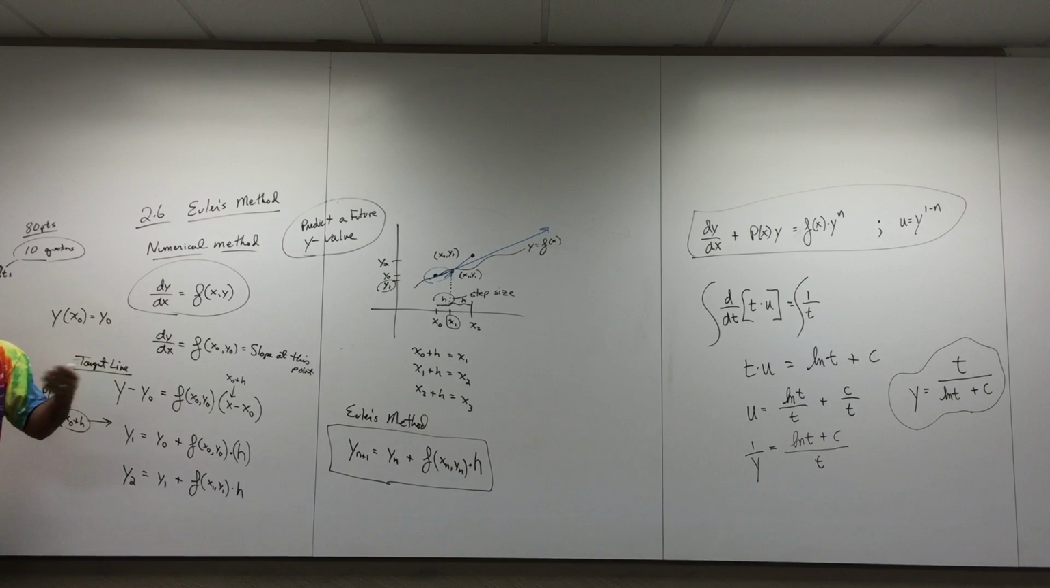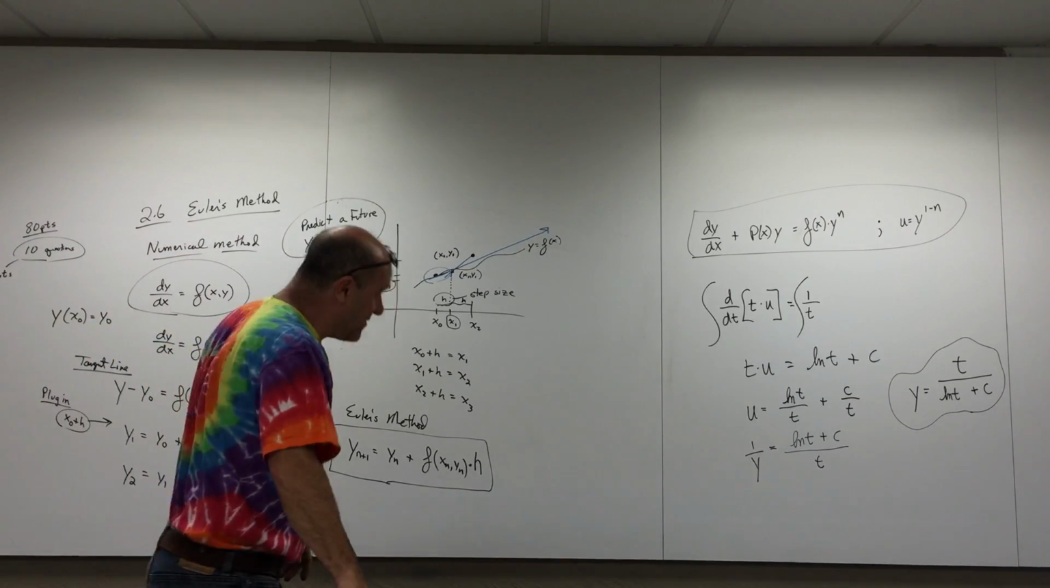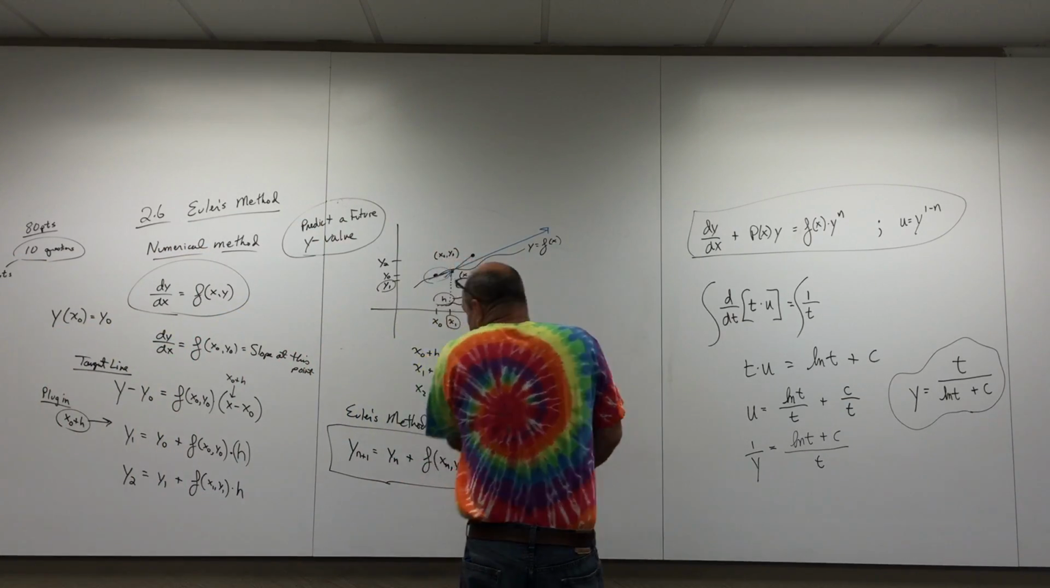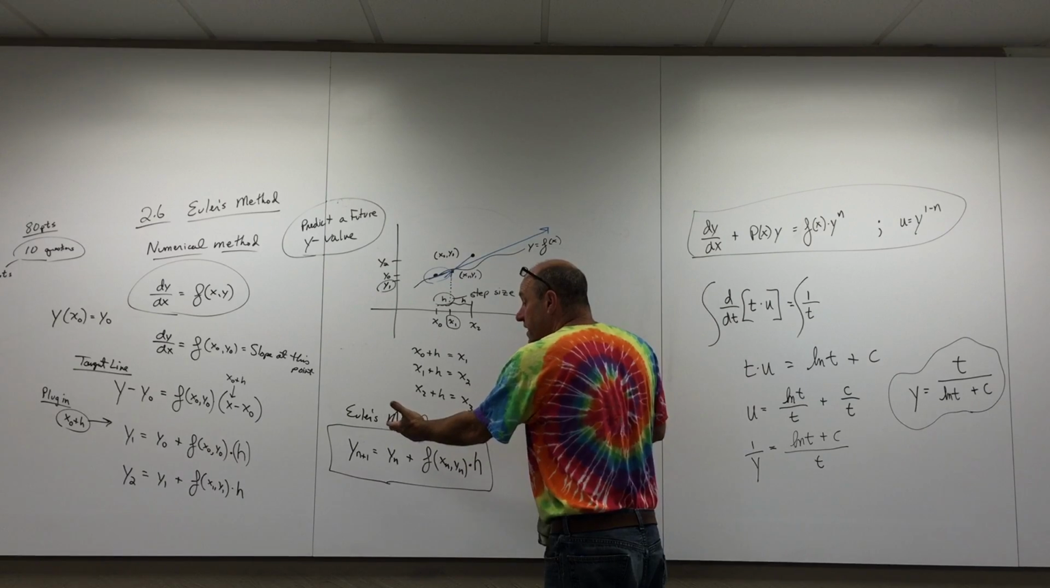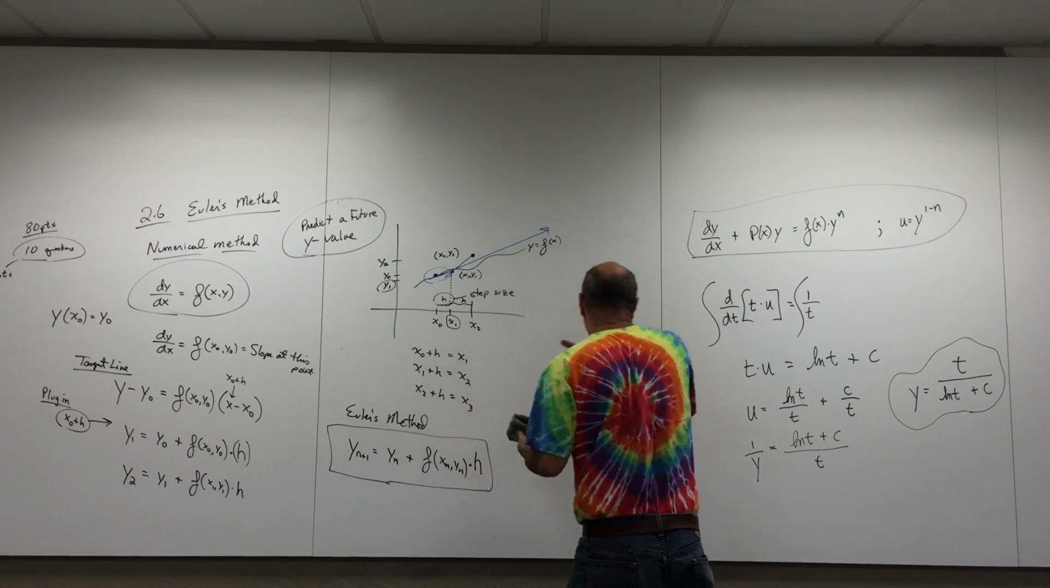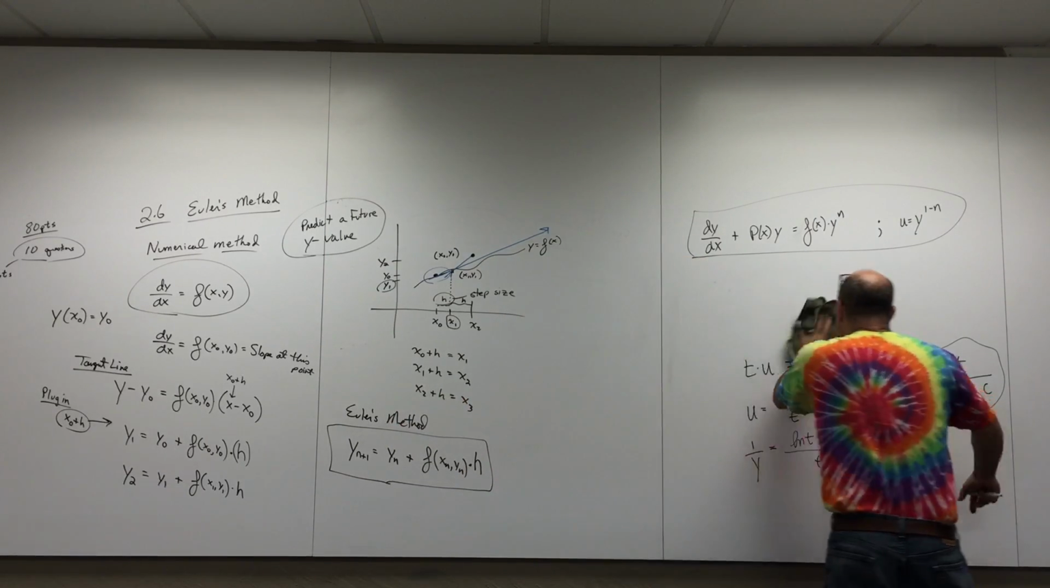Now watch, here's what I want to say. To get this y1, you plugged in your x0, your y0, and your h. So how do you get y2? Watch this. You start with y1, plus you plug in x1 and y1 into here, and you still do your same h. That h remains the same the whole time. It's the same step size. So look at this, here's y2.